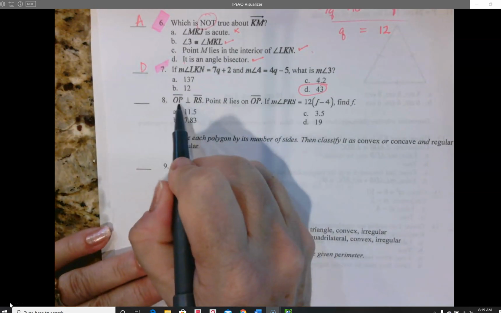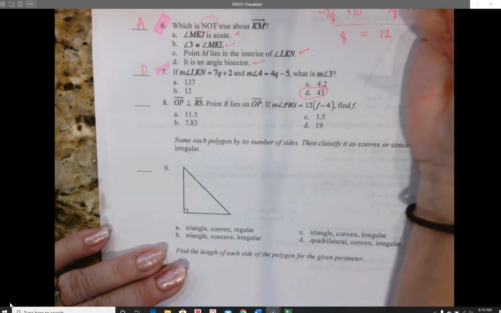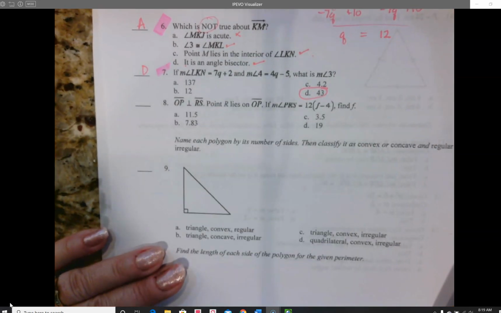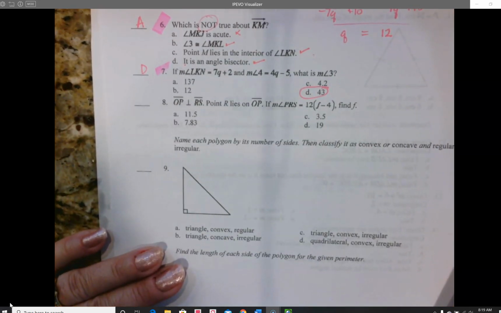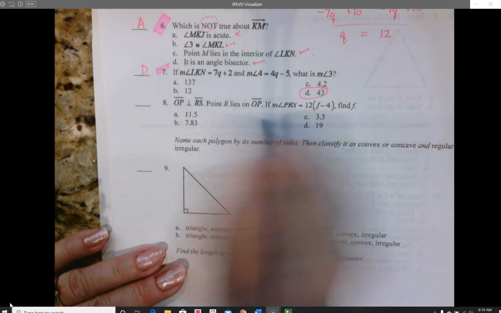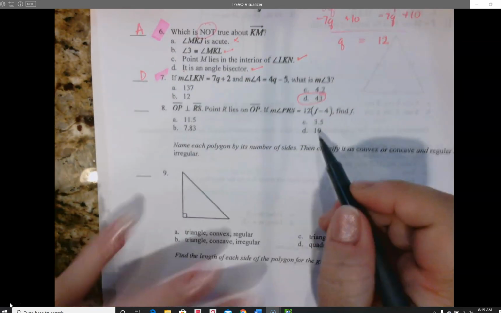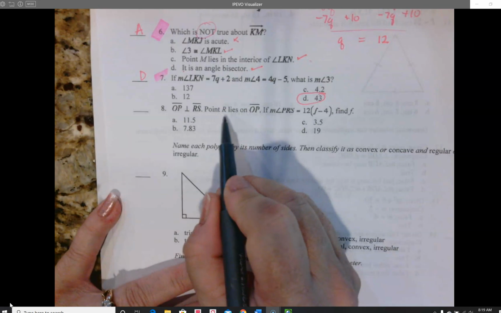Number 8, OP is perpendicular to RS. Okay, so that's not on this diagram. There is no point O and there's no R and S. So it looks like I have to draw my own diagram for this one.